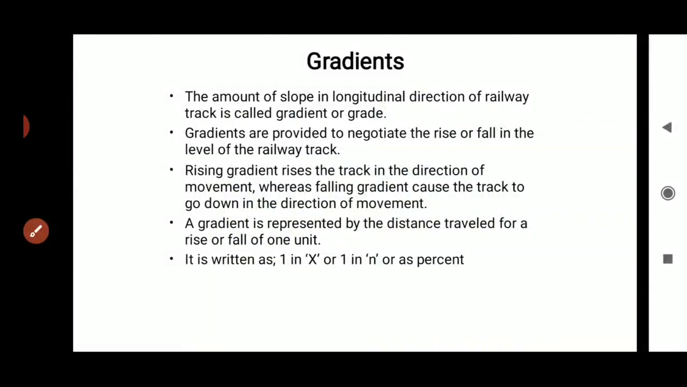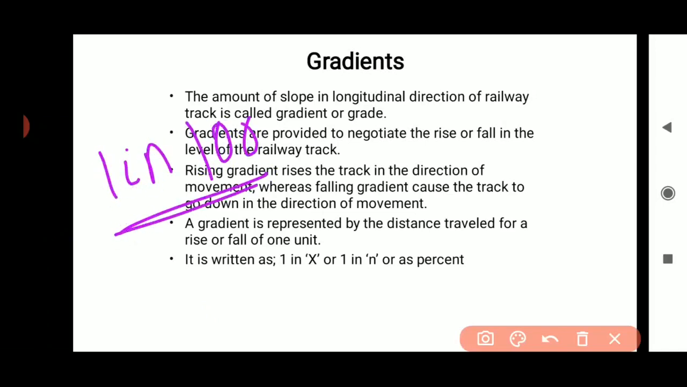Then a gradient is represented by the distance traveled for a rise or fall of 1 unit. It is generally represented as 1 in x or 1 in n, or as a percentage. Let's say it is given that there is a descending gradient of 1 in 100. What do we mean by a descending gradient of 1 in 100?